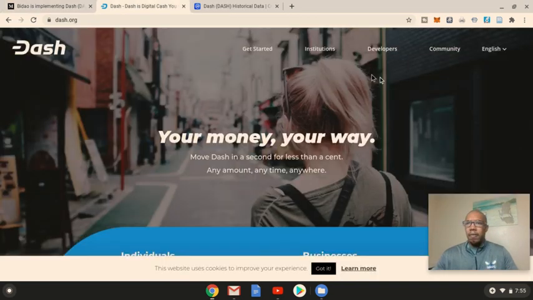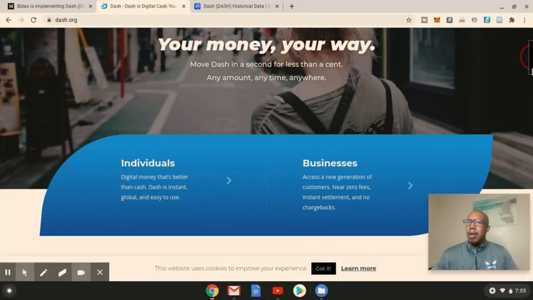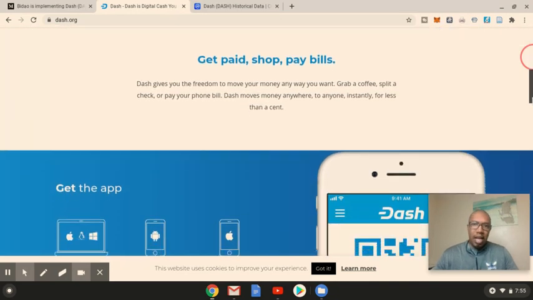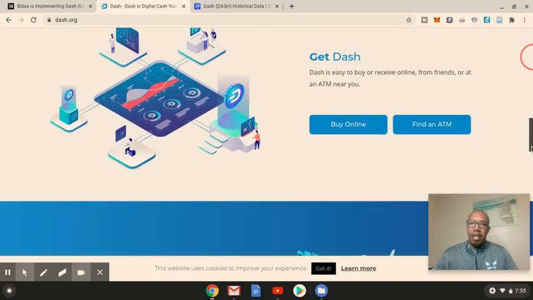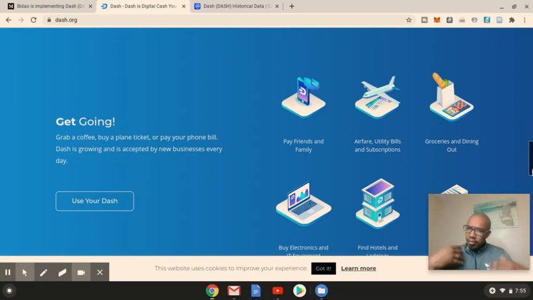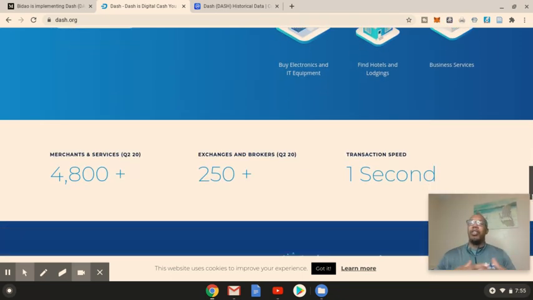So for those of you who may not be familiar with Dash, essentially their motto is your money, your way. You can get paid, you can shop, you can pay bills with Dash. You can find an ATM to get Dash, pay friends and family, groceries, dining out, all these different things are essentially what Dash was solving for and doing it in a very fast way.